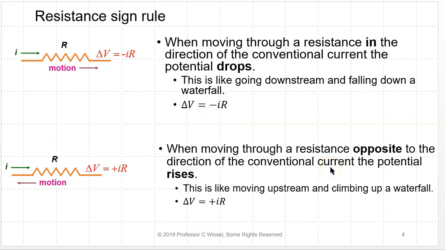When moving through a resistance opposite to the direction of conventional current, the potential rises. This is like moving upstream and climbing up a waterfall. The sign on the potential change is positive and delta V equals positive IR.